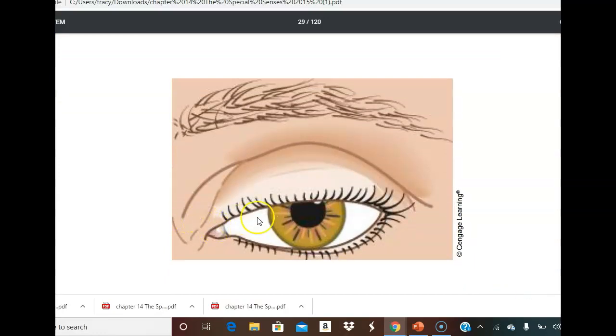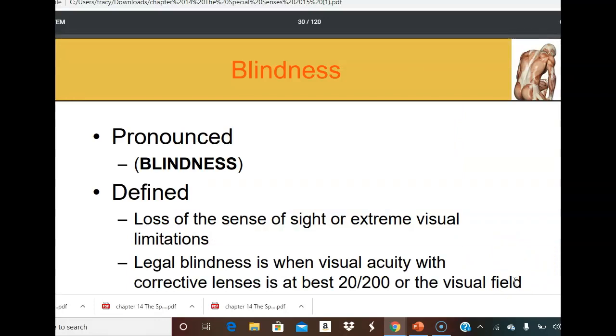Sorry, let me get it in view. So you can see this one's partial, but the problem is if it's weakened, it can obstruct the vision here because you can see the pupil is partially obstructed. So it's not really going to give you blindness, but just a difficulty with vision. Plus, if we're not blinking enough, you can also get a dry eye from this. So that's why this condition can be problematic.